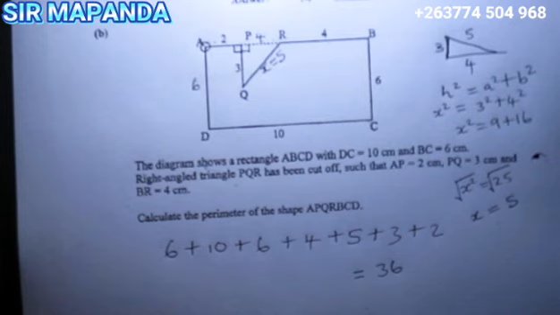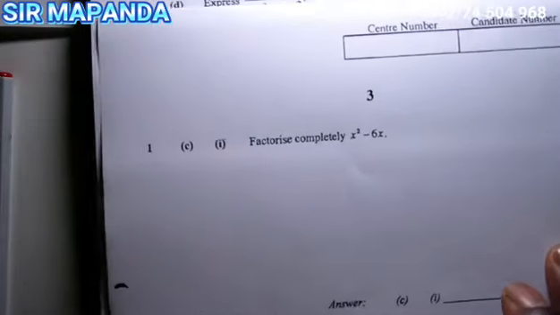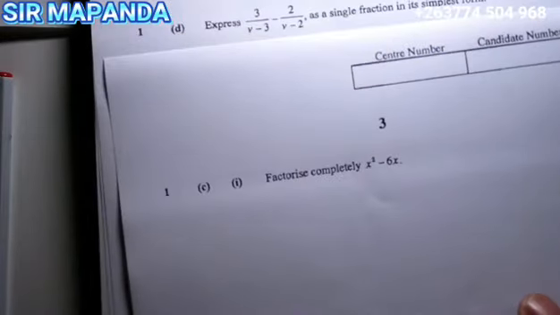I want you to stay tuned as we move on to question number 2. It reads: factorize completely x squared minus 6x. To factorize, we have to identify what you call the highest common factor. I want you to notice something, class.